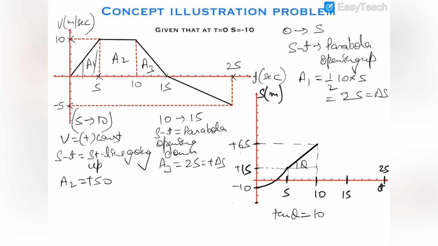So the body is standing at 65 and a positive change of 25 occurred. So it would be now at 90. So let us mark a 90 point. So this is 90.